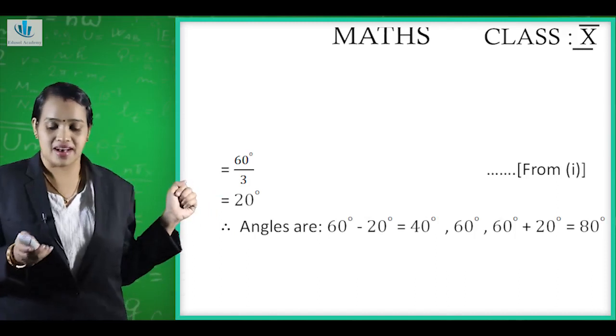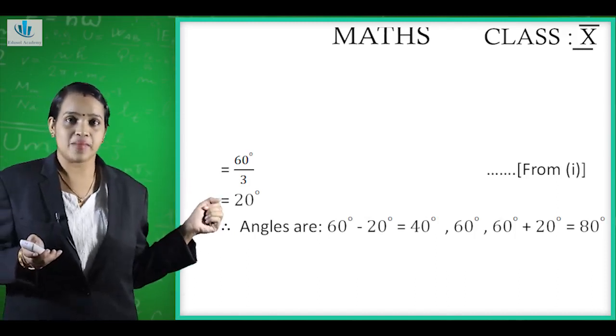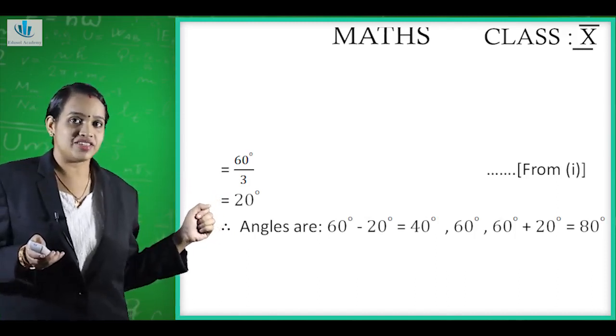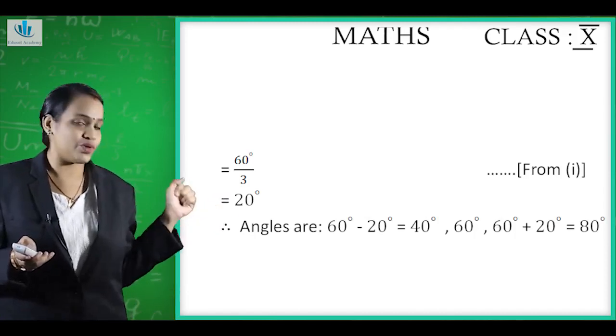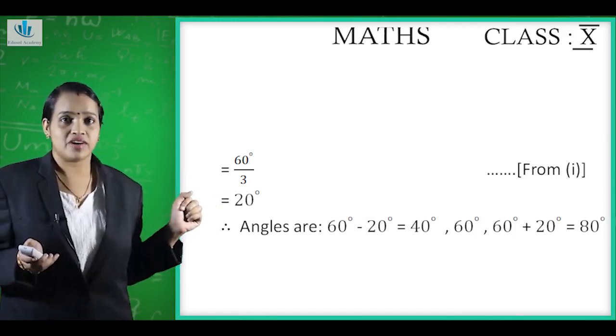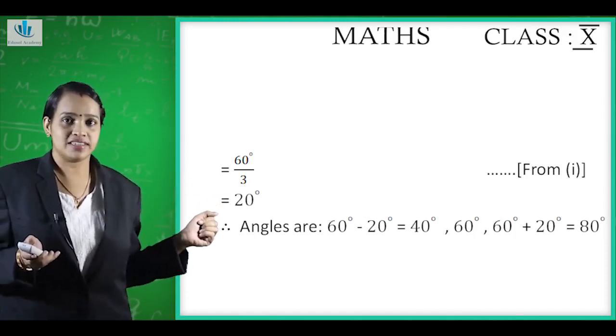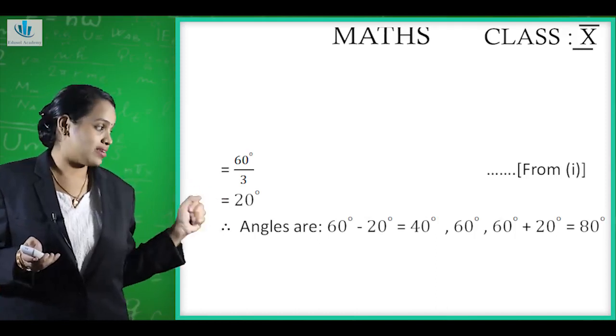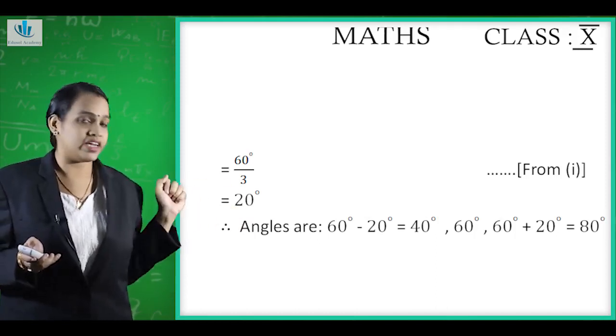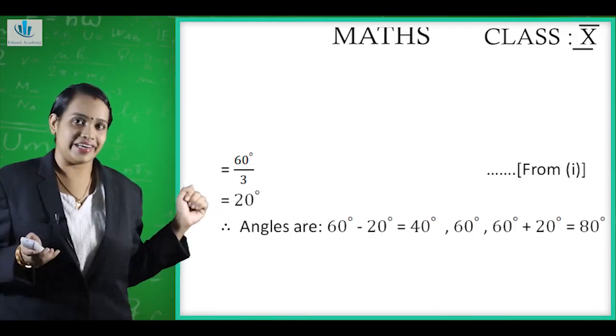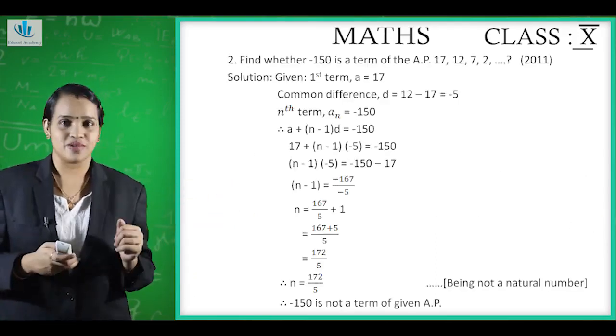Therefore the angles are, here you can see A minus D, that is 60 degree minus 20 degree, which is equal to 40 degree. Now again A, you know it is 60 degree. Therefore A plus D, 60 degree plus 20 degree, which is equal to 80 degree. Now we'll see the second question.